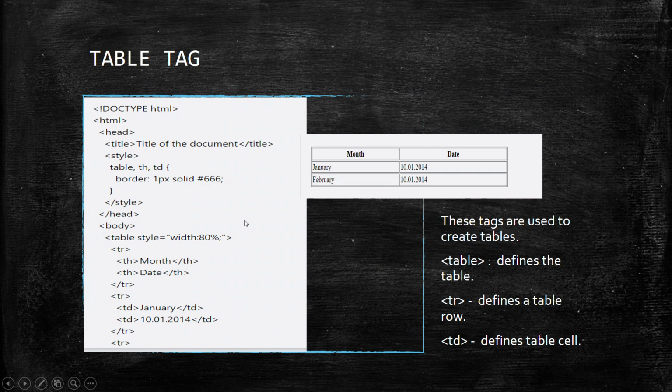Now these are the table tags, and these tags are used to create a table. The table tag defines the table. TR defines the row, and TD defines the table cell.